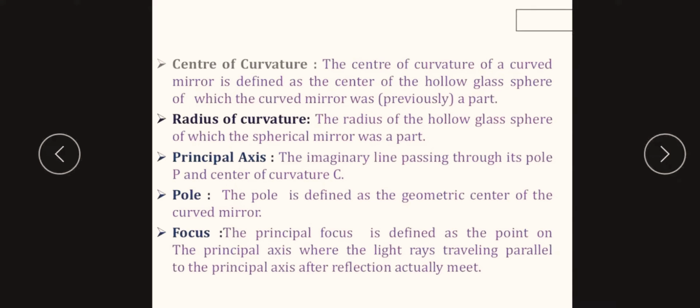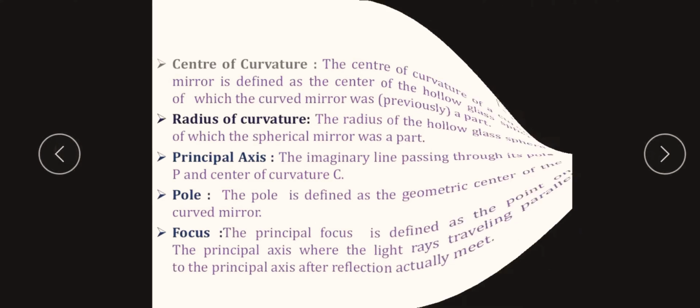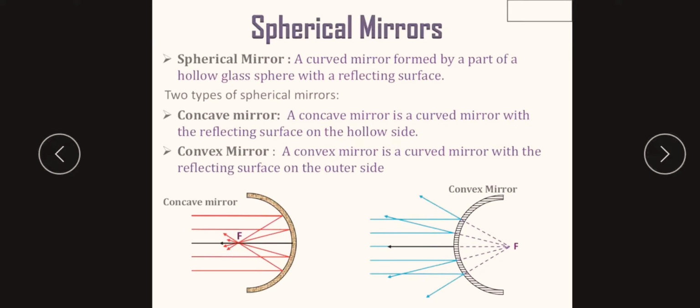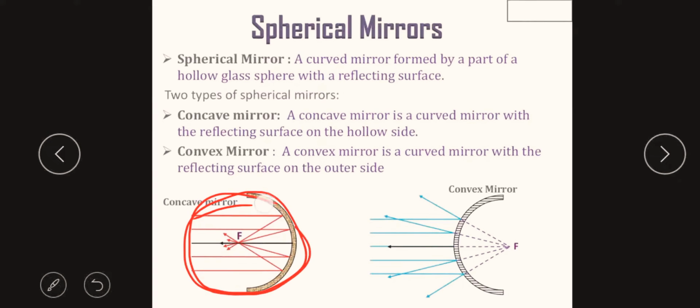Then what about the radius of curvature? See, with the same example, if you consider a hollow spherical mirror, this is a small part of it, and this is the center. The distance from the center of curvature to the mirror is what we call the radius of curvature.